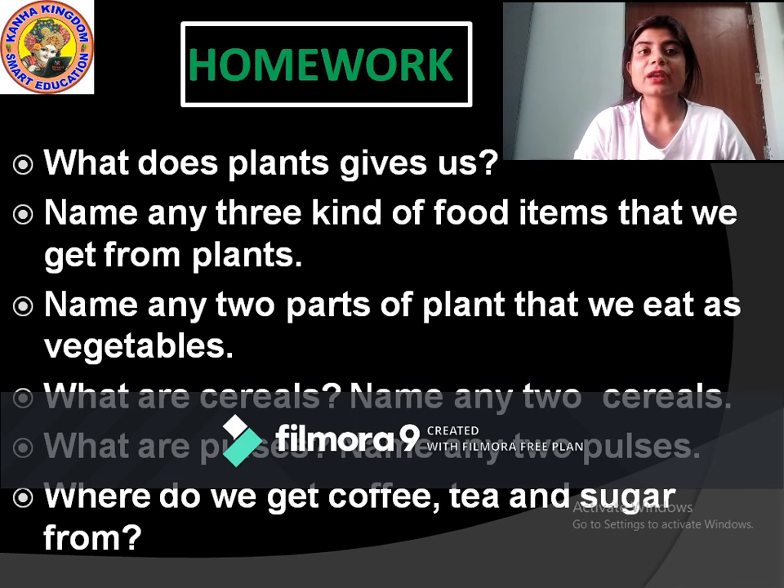Then where do we get coffee, tea and sugar from? We get coffee from the coffee plant, tea from the tea plant and sugar from the sugarcane plant. So these are the questions. You please practice and write them down in your copy.